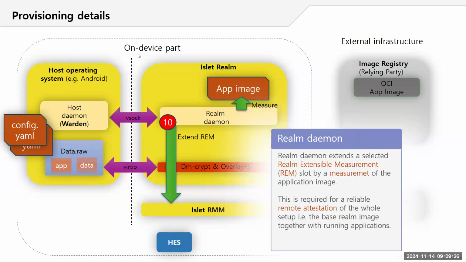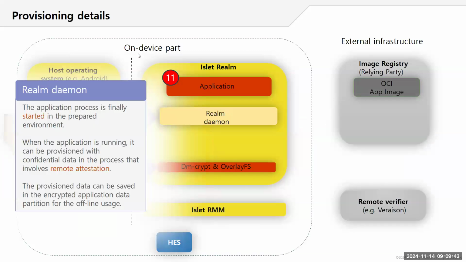And right before launching the application, a selected runtime extensible measurement slot is updated using the measurement calculated from the application. This step is needed to reflect the current state of the run in the attestation evidence. And finally, the application is launched. And when the application is running, it also can be provisioned with confidential data, in a process that requires remote attestation.